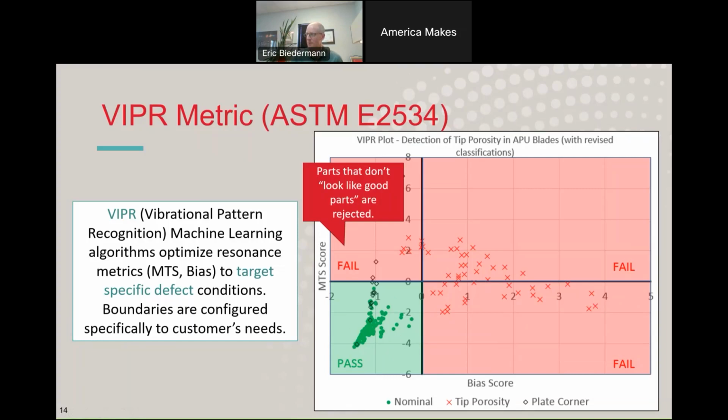So this example in this plot is for a set of auxiliary power unit or APU turbine blades that were subjected to an additive repair process. So additive material was added to the tip, and we demonstrated PCRT's ability to detect porosity in that additively repaired region. In this case, we actually found some parts that had been misclassified by computed tomography, so demonstrated a high level of sensitivity to fairly small flaws in a fairly small region of those blades.